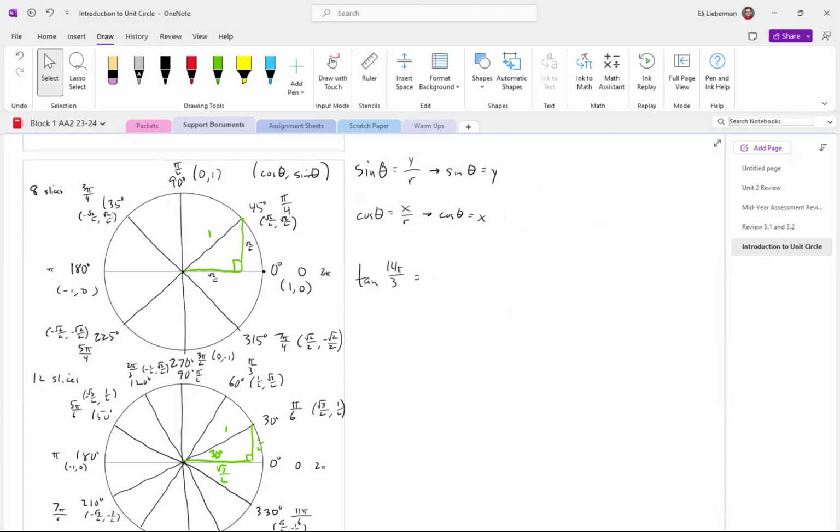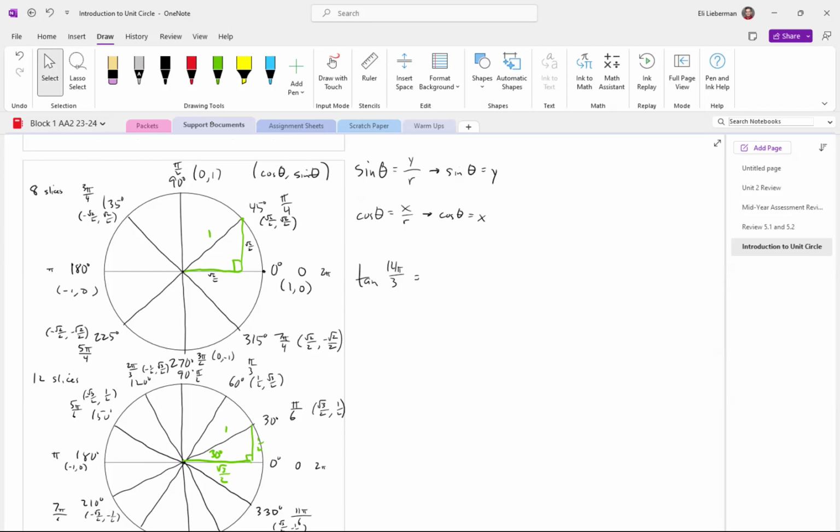Okay, so tangent of 14 pi/3. Well, first of all, where is 14 pi/3? Could you please point in that direction? Please point in that direction with your pen or your finger or your arm, your body. Check around, make sure everyone's pointing the same direction you are. So this way, how do we know that?